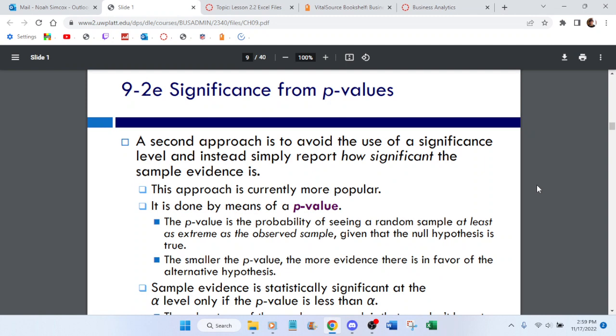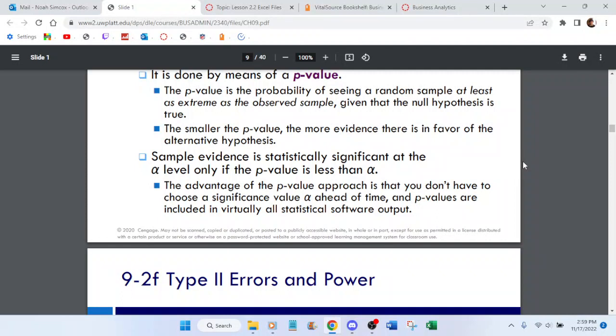The probability of seeing a random sample at least as extreme as the observed sample, given that the null hypothesis is true. The smaller the p-value, the more evidence there is in favor of the alternative hypothesis. Sample evidence is statistically significant at the alpha level only if the p-value is less than alpha. The advantage of the p-value approach is that you don't have to choose a significance value, alpha, ahead of time, and p-values are included in virtually all statistical software output.